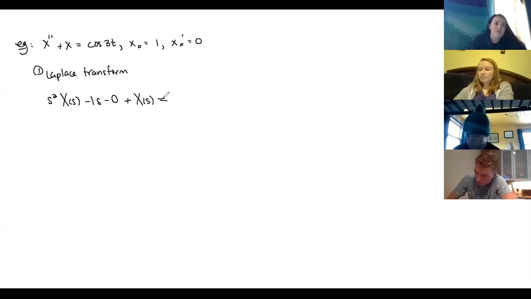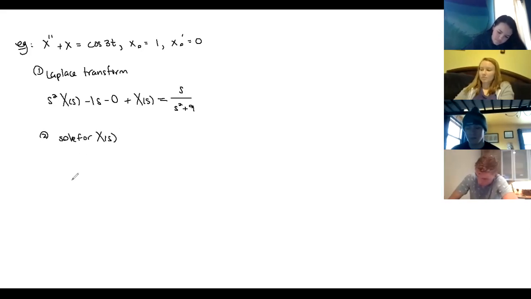Front part of your book, if you look for the transform for cosine of 3t, that's going to be s over s squared plus 9. All right, step number 2, solve for capital X of s. Doing a little bit of algebra, I am going to get capital X of s is s over s squared plus 9 plus s, and then all of that is divided by s squared plus 1.